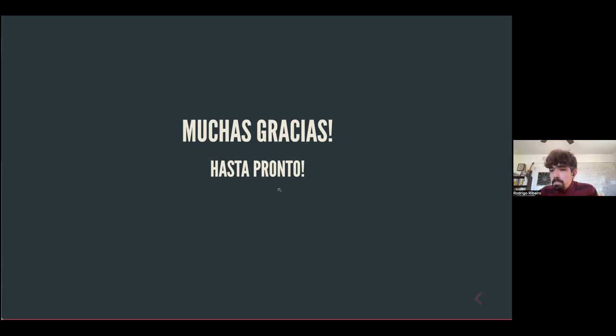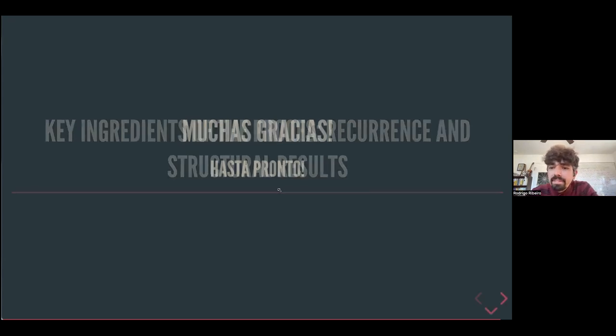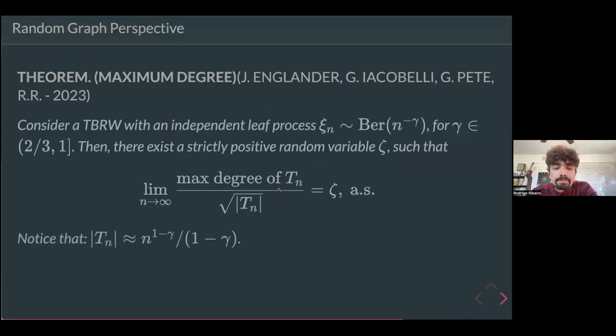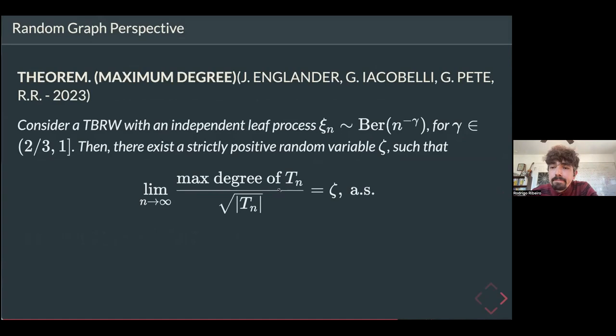So I have one more question. I wanted to ask about the theorem with the maximum degree. Can you say something about the random variable Z? I mean, how do you get that? Where does it come from?